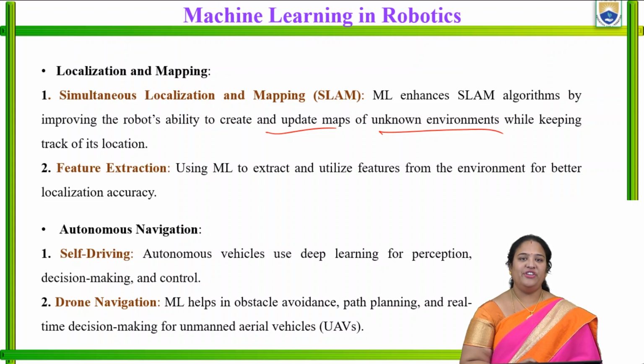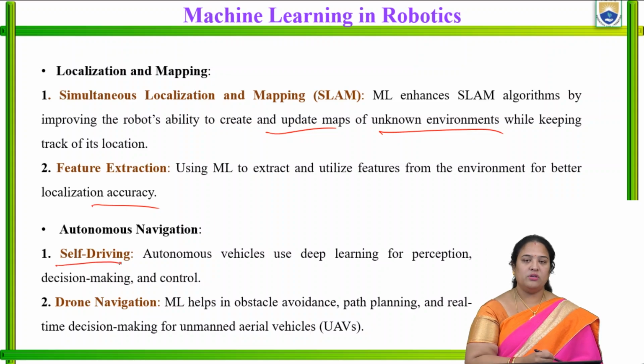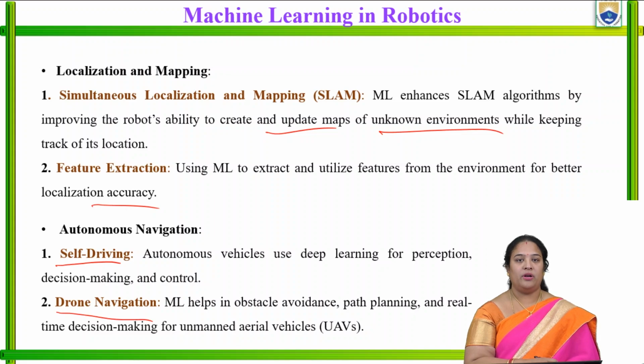Next is feature extraction. As I've told you, the environment plays a big role, and that is localization accuracy. That is, using machine learning, we extract and utilize the features from the environment for better localization accuracy. Or when we come across self-driving or drone navigation, machine learning plays a very important role, like the Tesla car. We have the example of a Tesla car. It is a self-driving car.